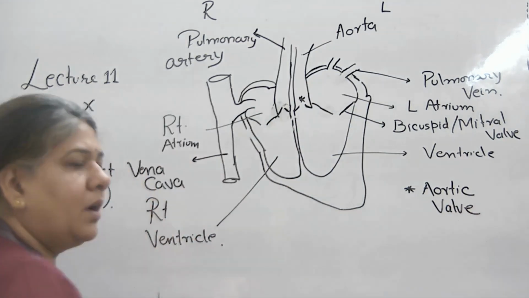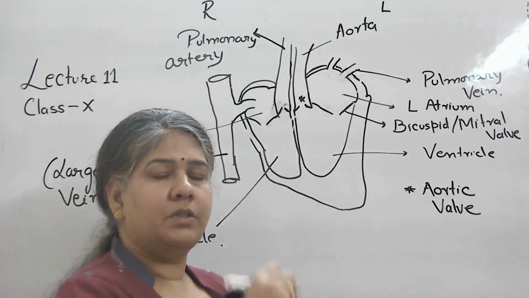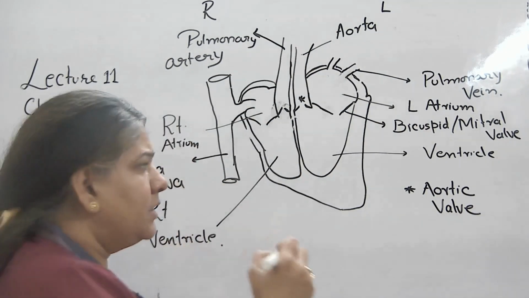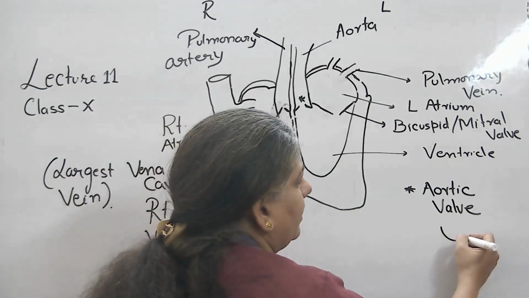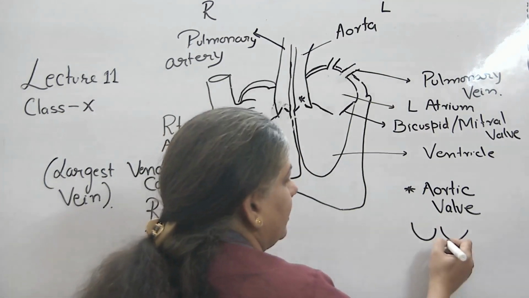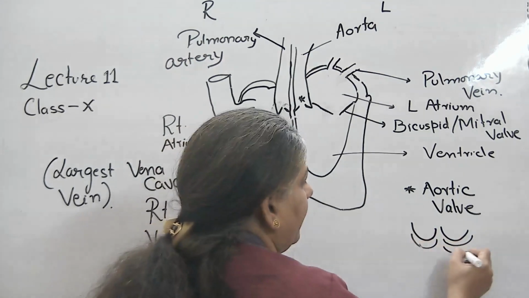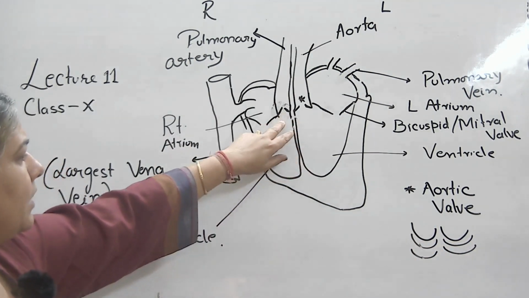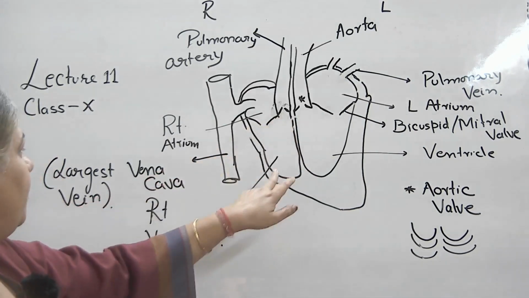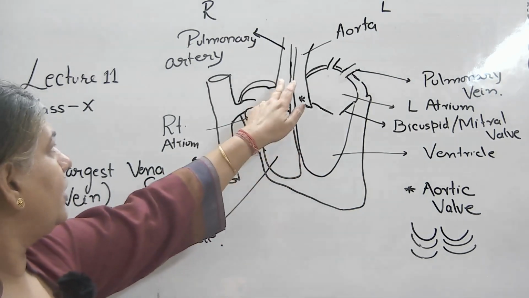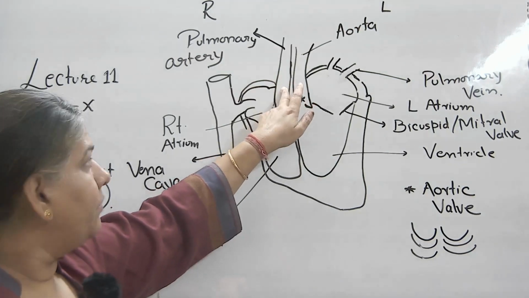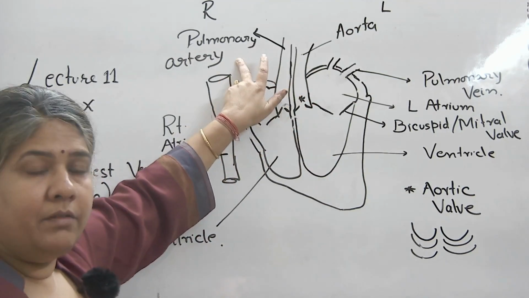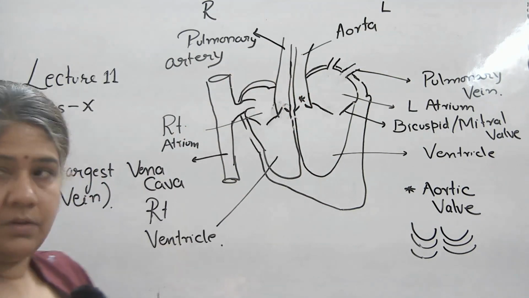It is also called aortic semilunar valve because it is in the shape of half a moon, somewhat like this. These valves are present 3 in pair, like this. Similarly, the valve that is present between right ventricle and the pulmonary artery will be pulmonary semilunar valve.